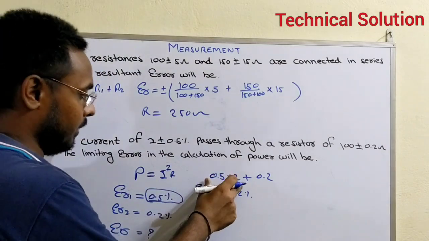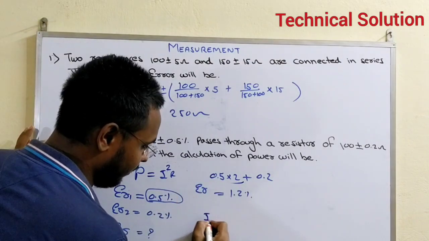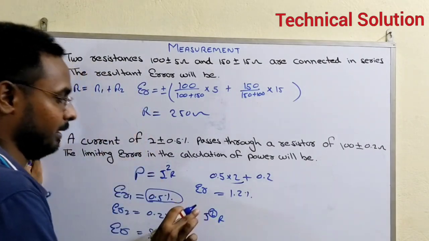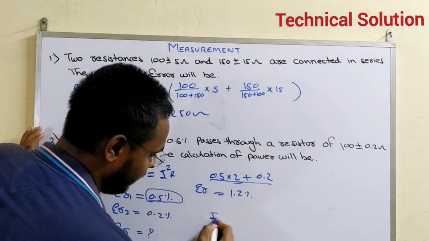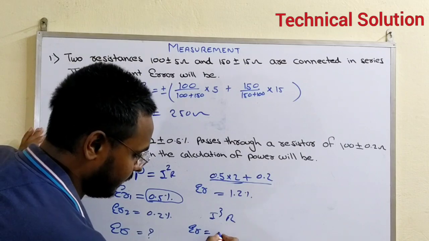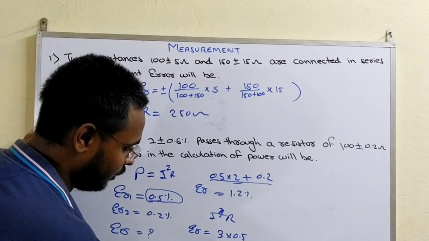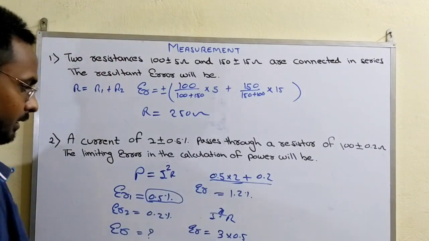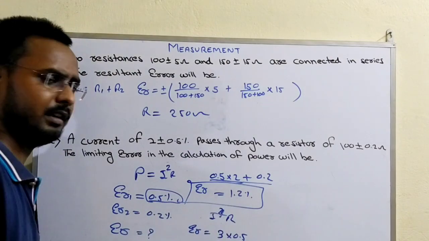But why do we multiply by 2 with 0.5? See, in case of power I square R, the number present here is simply multiplied with the limiting error. If I cube R is there, then for calculating epsilon R, simply you have to put 3 into 0.5. For I to the power 4, 4 into 0.5. Understood? So this is not a very big task. You can calculate it very easily, and 1.2% is your final answer.